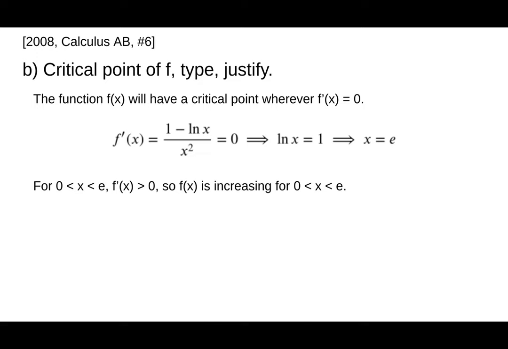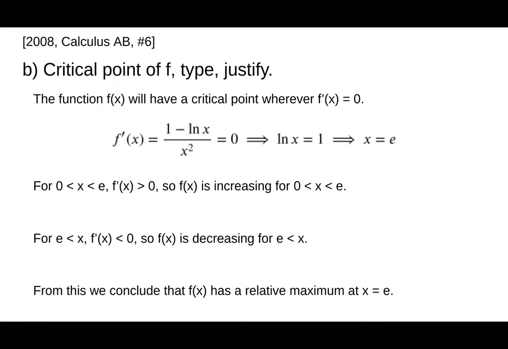Okay. For x between 0 and e, f prime of x is positive, so f of x is increasing for all x between 0 and e. And for all x greater than e, f prime of x is negative, so f of x is decreasing for all x greater than e, which means that at x equals e, since the function is increasing to the left of that and decreasing to the right of that, the function f will have a relative maximum at x equals e.